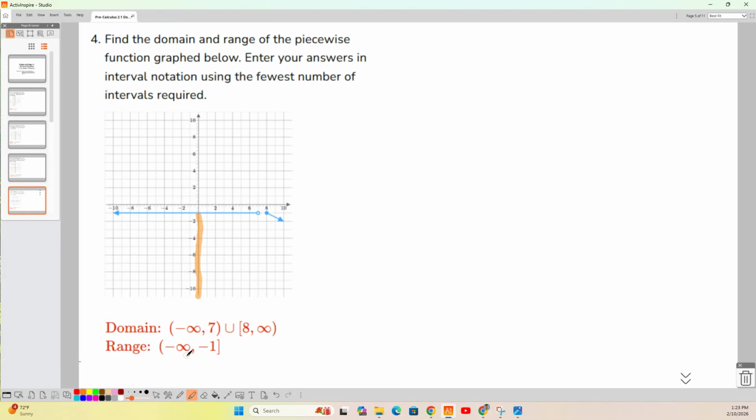And that is the highest that this graph will ever be. So the range is negative infinity to -1, and we're including -1 because the graph exists at a y of -1. So we use a bracket to indicate that that y value of -1 is included.